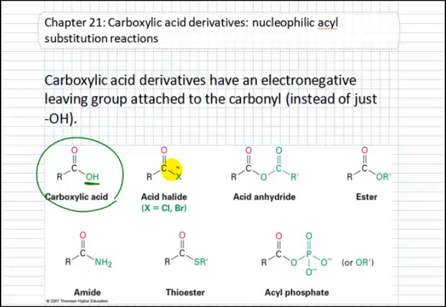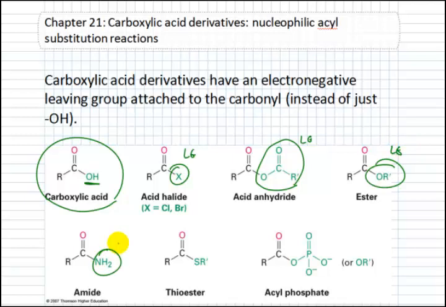An acid halide has a halogen, like a chlorine or a bromine. An acid anhydride has O, C double bond O, and another R group attached to the carbonyl. So in each case, I'm circling the leaving group. An ester has an OR as a leaving group. Right? Remember, in each case we start with RC double bond O and just change what's attached to that carbonyl.